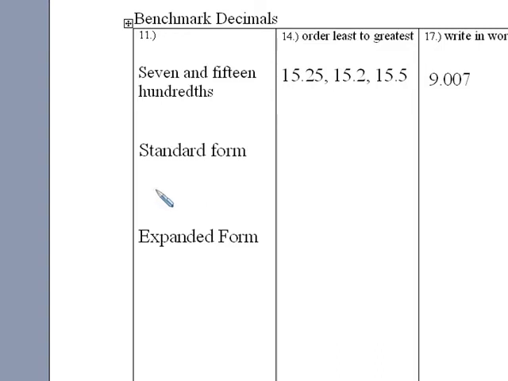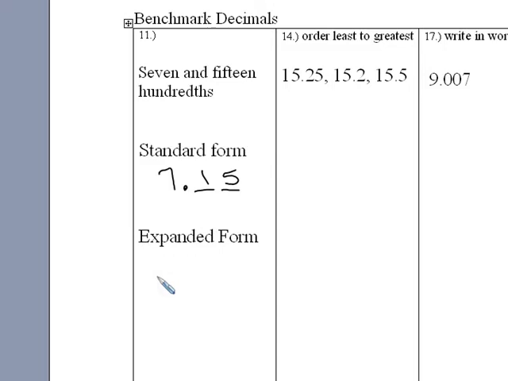So the standard form is going to be written as our number form. So we're going to write 7 and, the decimal is and, 1500ths. So we're thinking we've got the tenths place and the hundredths place. So the last digit will be in the hundredths place, and it will be 7 and 1500ths. The expanded form we can take from our standard form.